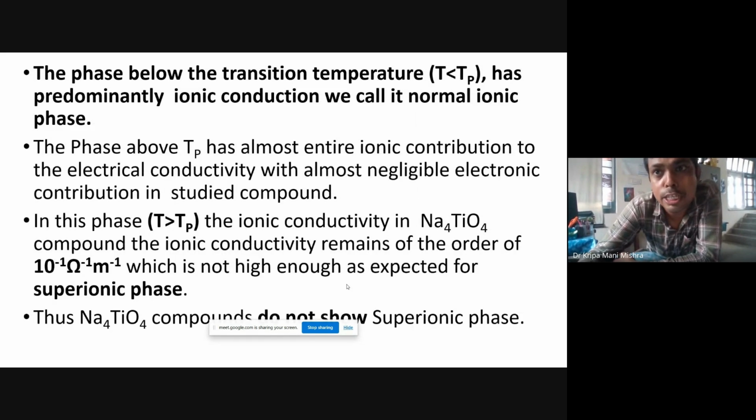The phase below the transition temperature has predominantly ionic conduction. We call it the normal ionic phase. The phase above Tp has almost the entire contribution to the electrical conductivity from ions, with almost negligible electronic contribution in the studied compound. In this phase, at temperatures greater than the phase transition, the ionic conductivity in the Na4TiO4 compound remains of the order of 10⁻¹ ohm⁻¹ m⁻¹, which is not high enough as expected for the superionic phase. The Na4TiO4 compound does not show the superionic phase.